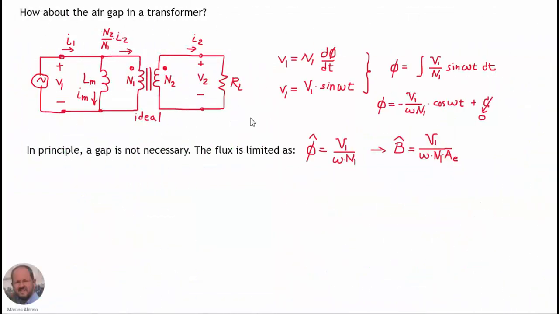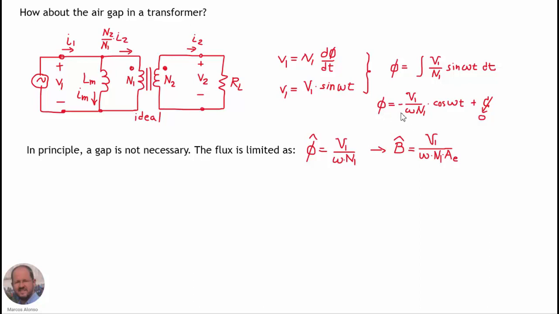Another confusing point when working with transformers is about the air gap of the transformer. Do we really need an air gap in the transformer? For this, we are going to calculate the flux that we have in our transformer. We know that we have this relationship here between the voltage in the primary and the flux. So if we apply a sinusoidal voltage like this to our primary winding, then we can obtain the flux by integrating the voltage. So we solve this integral here, and then we get this expression here.